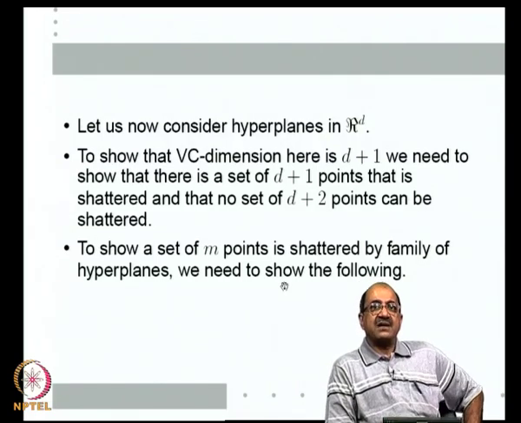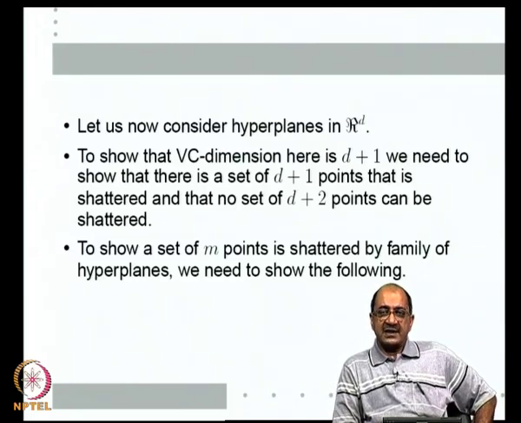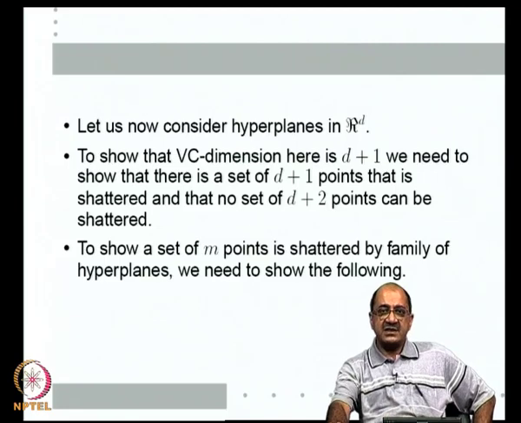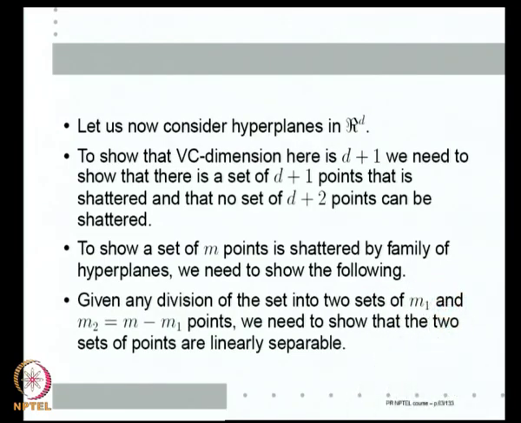To show that a set of m points is shattered by a family of hyperplanes, what does that mean? A set is shattered if for every possible labeling of these points by 1 and 0, there is a classifier in my bag that realizes that classification, which is the same as saying the following. My classifiers are all linear classifiers. So, if a given labeling is realized by my classifiers, that means the points labeled 0 are linearly separable from the points labeled 1, right. If I have a set of points, some of them labeled 0 and some labeled 1, and there is a linear classifier that can realize this classification, that means the set of points labeled 0 is linearly separable from the set of points labeled 1, which is the same as saying, given any m-point set, if I divide that set into two sets, one containing m1 points, the other containing m minus m1 equals m2 points, right.